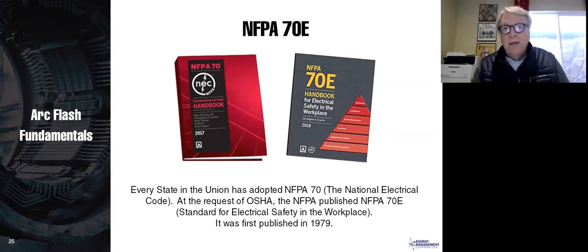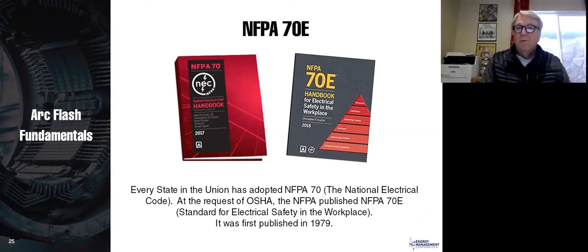The current version of the National Electrical Code is 2020, but I left the 2017 in there because the NFPA 70E comes out exactly 1 year after the National Electrical Code. So the current version of NFPA 70E is 2018, which came out 1 year after the 2017 National Electrical Code. Of course, the next version of NFPA 70E will be 2021. So this presentation is fully up to date on NFPA 70E, the 2018 version.